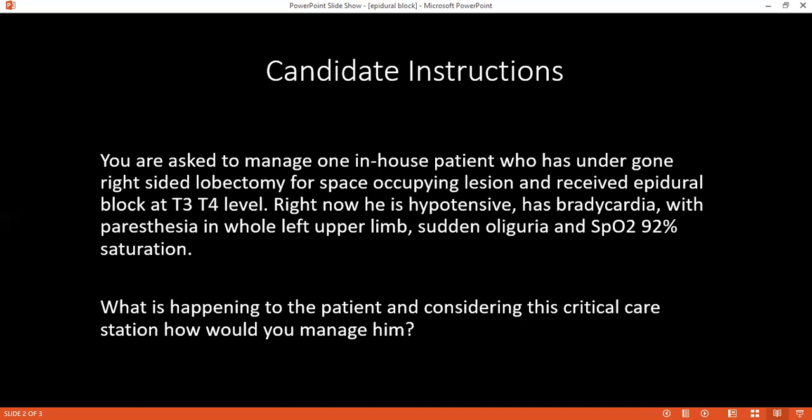If you have to consider the space where a block is given, how does epidural block vary from spinal anesthesia? Epidural is given in the extradural space, and spinal anesthesia is given in the subarachnoid space. Epidural acts at the insertion site, and spinal anesthesia acts below the level of insertion. And the onset time? Epidural onset time is around 20 to 30 minutes, and spinal anesthesia is within 5 minutes.